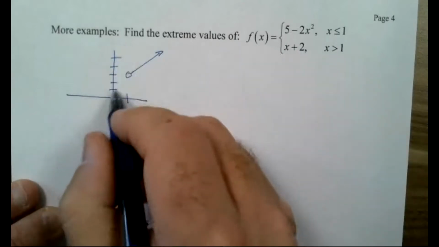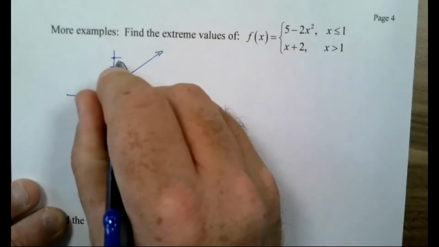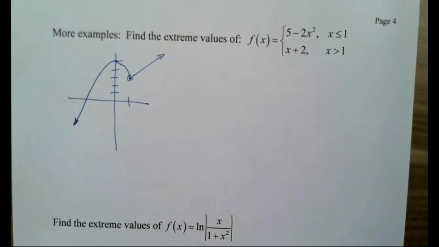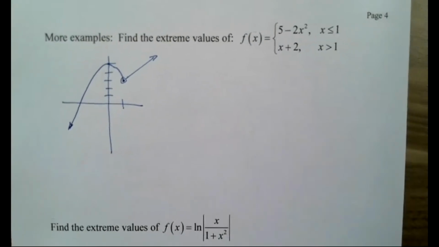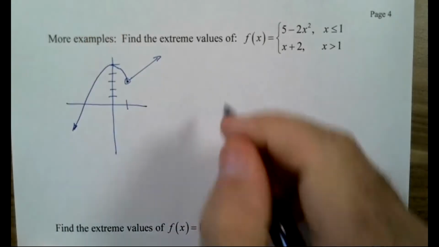Plug in 0, I get 5. 1, 2, 3, 4, 5. So this is something like this. So we cannot do this without looking at the graph. It's impossible. We can do this side. Hey, it looks like there's a max there. Let's see what's going on.